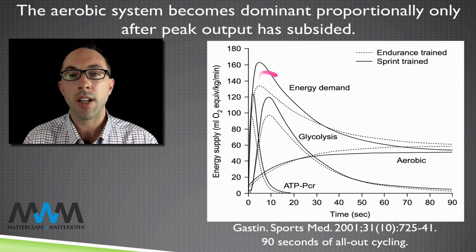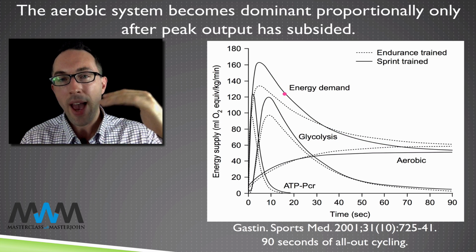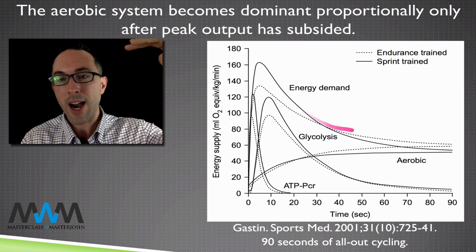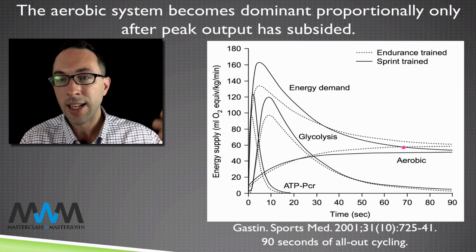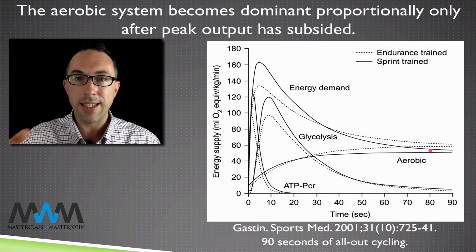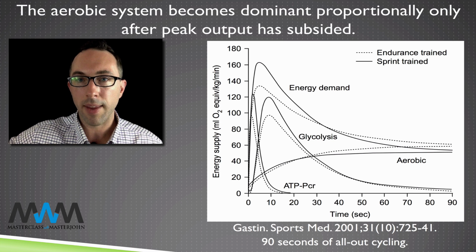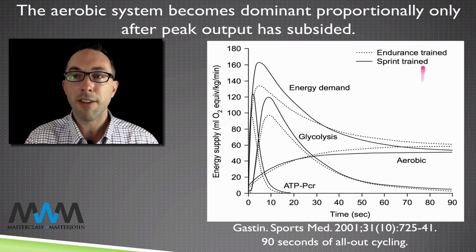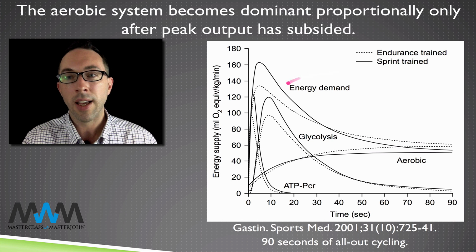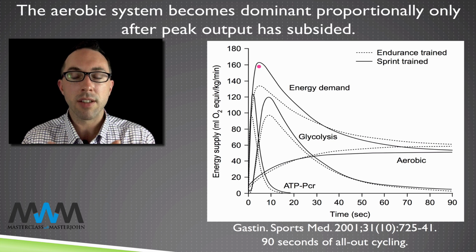This is the exhaustion of the power output above that critical power threshold, and then you decline to that critical power, that level that you can sustain over a long period of time. And if you look at the dotted line for endurance trained or the solid line for sprint trained, you'll see that the sprint trained, unsurprisingly, had higher peak energy demand because they're doing higher rate of peak work.